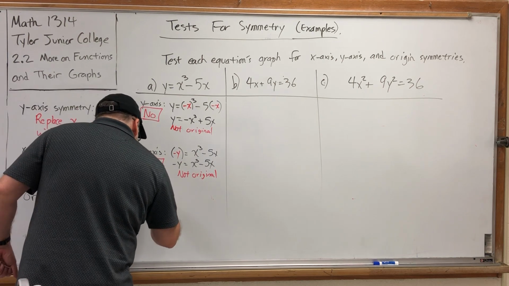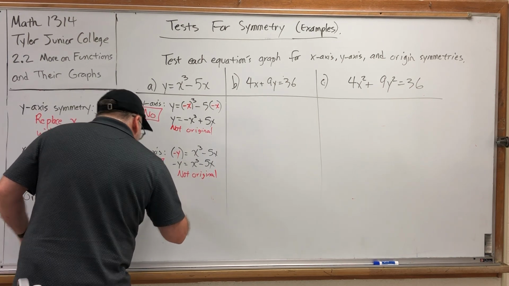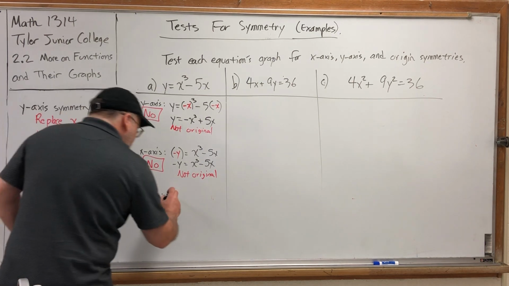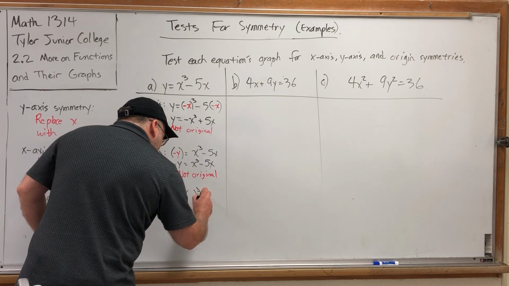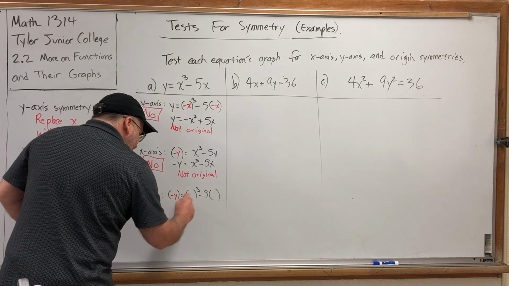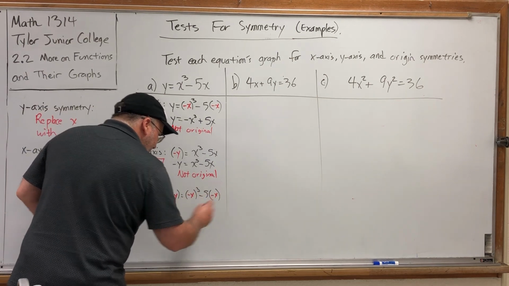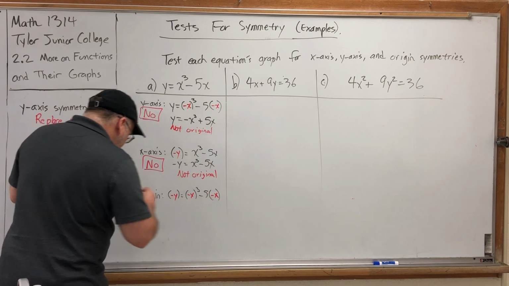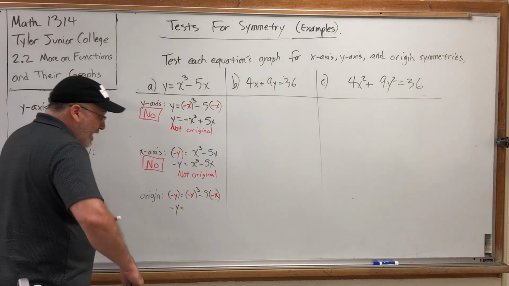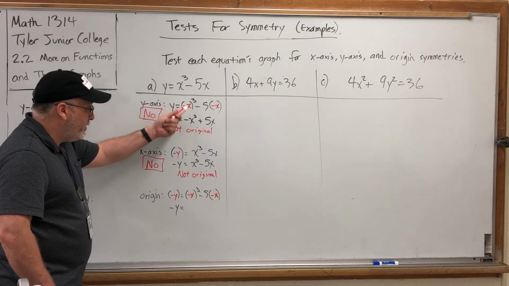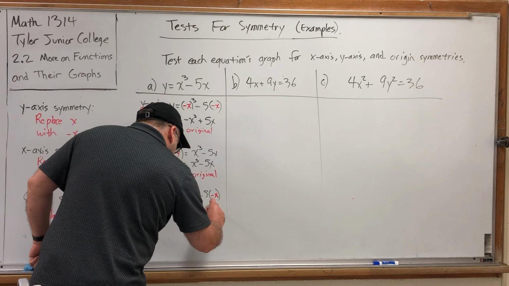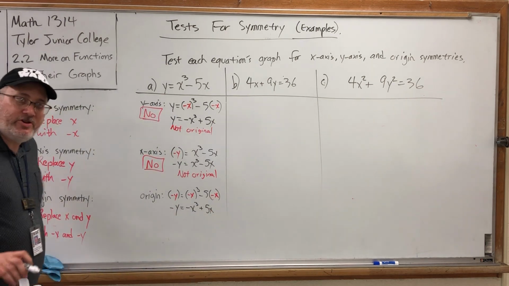Let's try origin symmetry. For origin symmetry, we replace both variables with their negatives. So we're going to replace the y, the x in x cubed, and the x in minus 5x. So we get negative y equals negative x cubed minus 5 times negative x. Now, we already know that nothing happened on the left. It stays a negative y. And we already know what happens when we plug in negatives on the right. We did it up here. We got negative x to the third plus 5x. Is this the original equation?